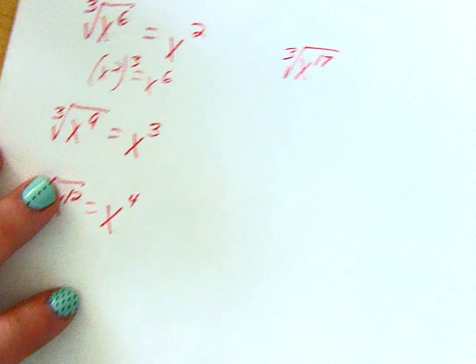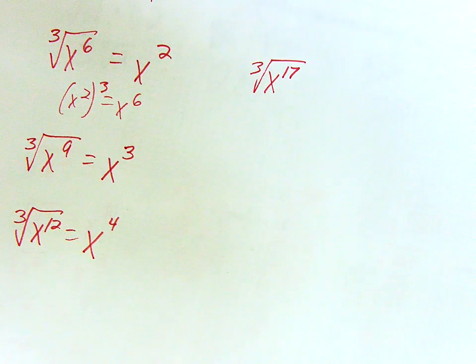I have x to the 17th. If I go down to x to the 16th, can I divide 16 by 3 evenly? No, so that won't help me any. So I'm not going to break this up into the x to the 16th and x to the 1st. But what if I broke it into x to the 15th and x squared? Can I divide 15 by 3? Yes. So the largest perfect cube that goes into x to the 17th is actually x to the 15th.